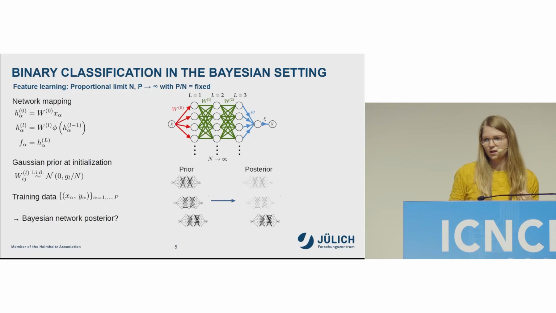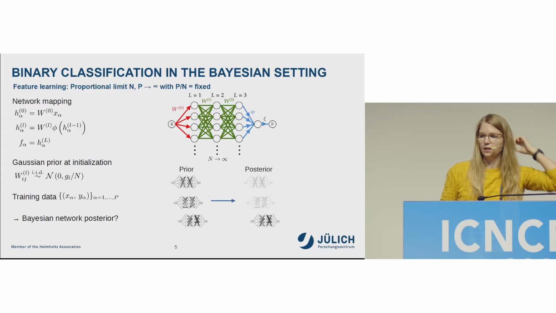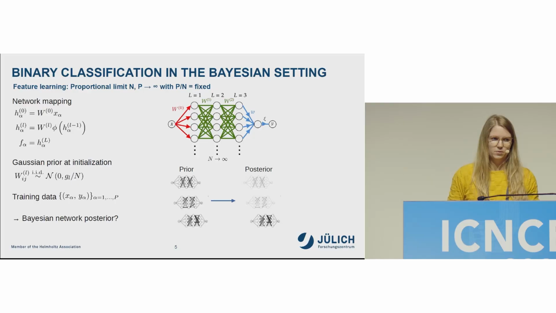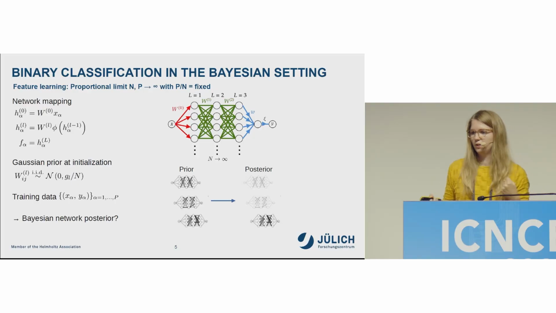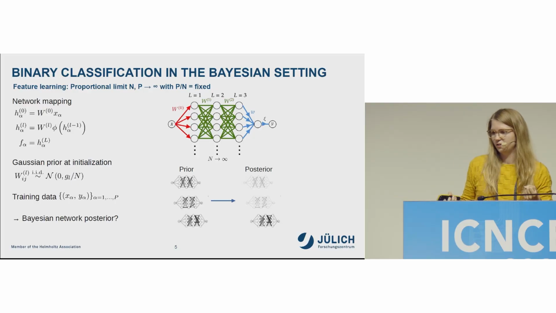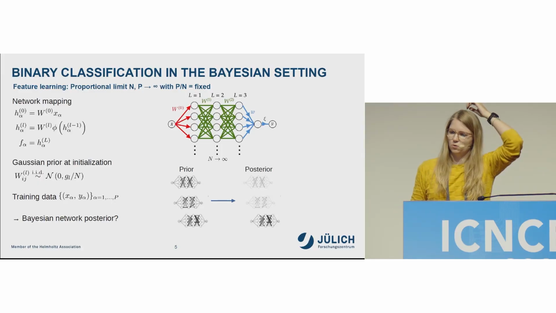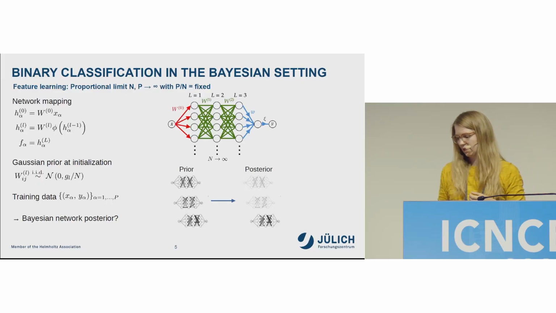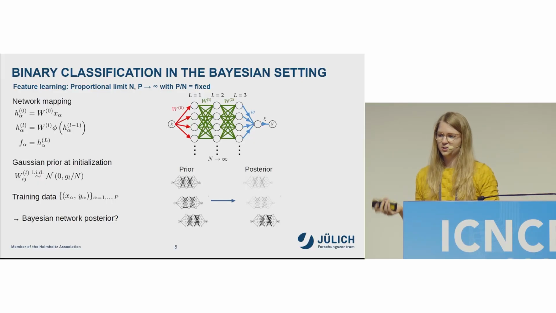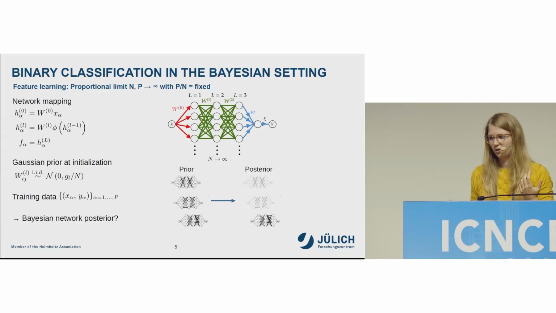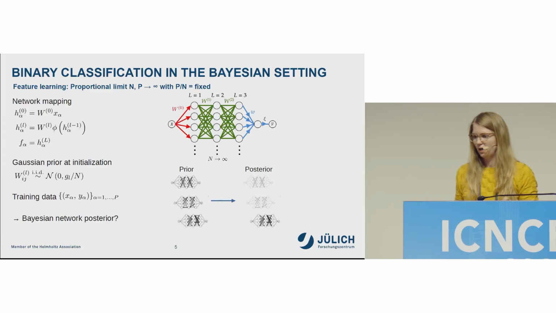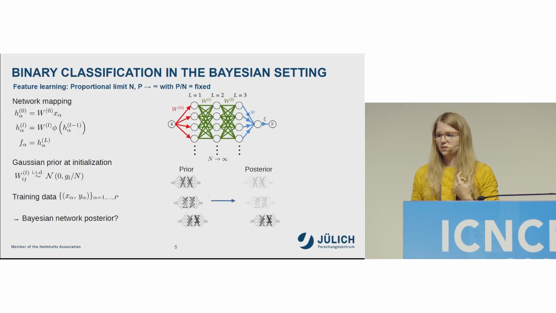in a feature learning setting, we consider the so-called proportional limit. Now here we don't only take the network width n to infinity, but also the number of training samples P, keeping the ratio between them fixed and non-zero, which then means that basically the load on the network is non-zero. Okay, and in contrast to what people usually do in practice, we don't train our networks with an algorithm like SGD or Adam, but what we're interested in is the so-called Bayesian network posterior.